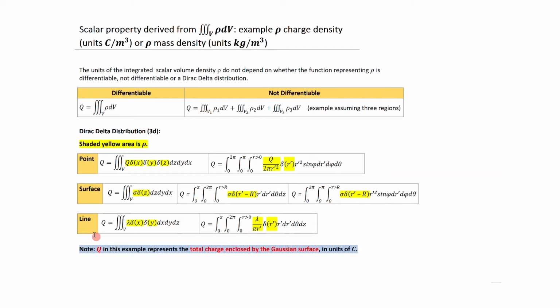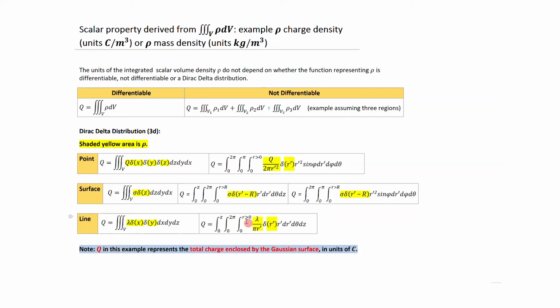And finally, we have the line. If we have an infinitely long line or filament, in Cartesian coordinates, the total charge on the filament would be just the integral of delta x delta y, because the filament pierces the xy plane, whereas along the direction z, it can take on different values. We could also write this expression in cylindrical coordinates, in which case the rho would take on this form.